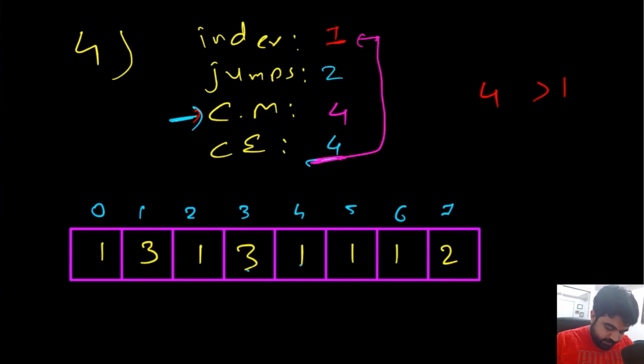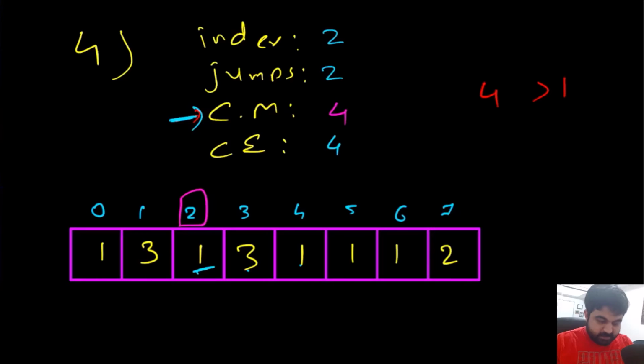So now we are at index number 2. Let's see what happens at index number 2. At index number 2, the maximum jump we can take is 1. So if we take one jump, we reach index number 3. But if we check, the current max is already 4, and the maximum we can reach is 3. So 3 is actually less than 4. So in this case, we don't need to update the current max. Okay, awesome. We are not updating the current max.